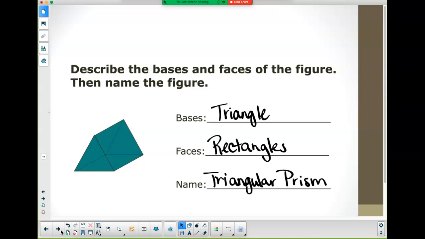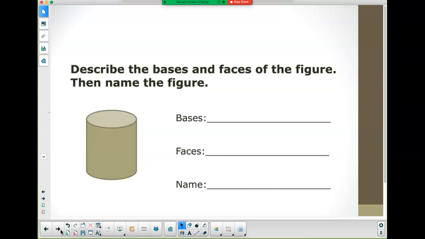Okay, let's try another one. Okay, this time we have the shape. How would I name this? You gotta flip the page. What is this called? Caleb? Cylinder. That's the name. And you won't have to worry about spelling because I made it multiple choice on homework. Okay? So we have a cylinder.